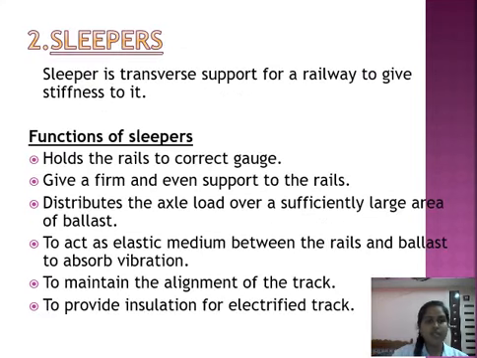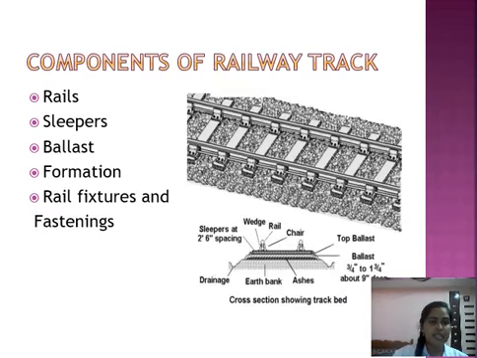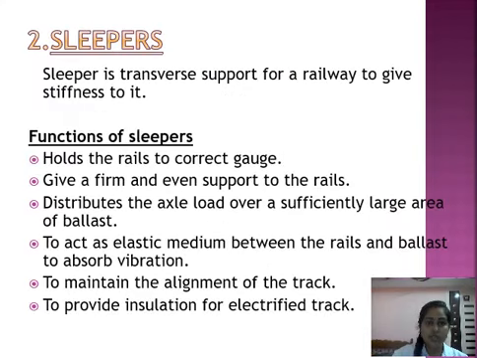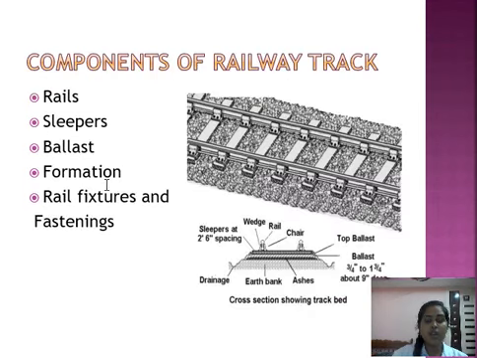So first one is the sleeper. What is a sleeper? A sleeper is the transverse support for a railway track to give stiffness to it. The sleepers are always laid in the transverse direction, but the rails are laid in the longitudinal direction.